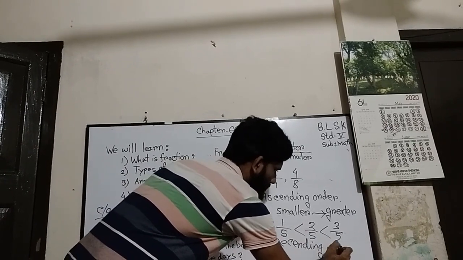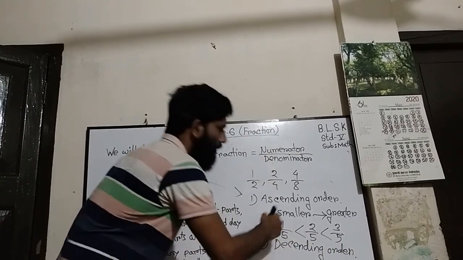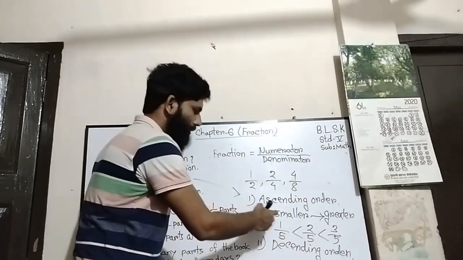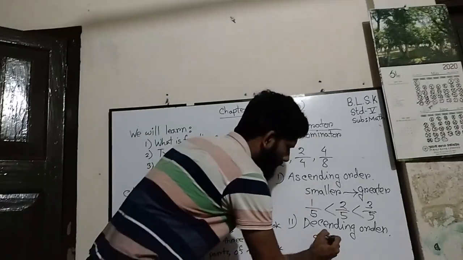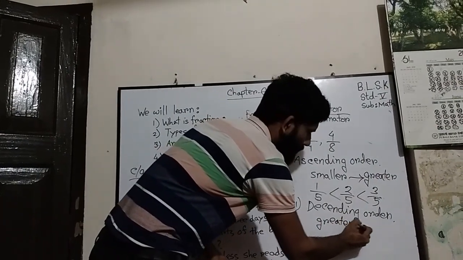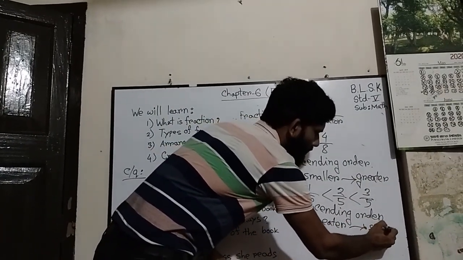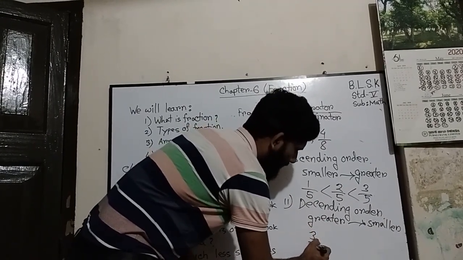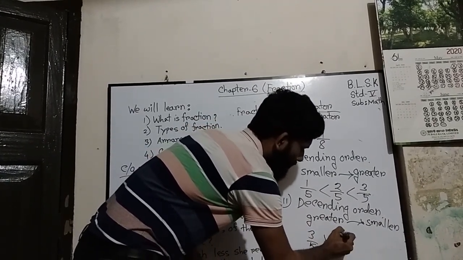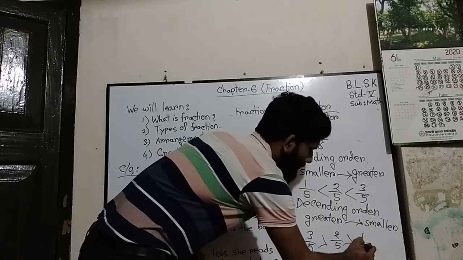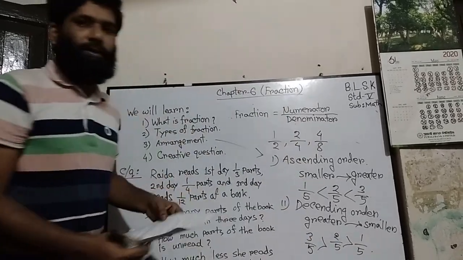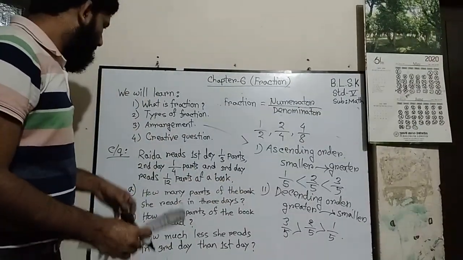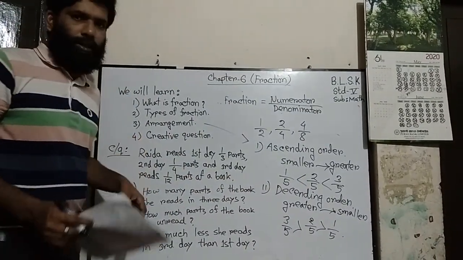Descending order means exactly the opposite of the ascending order. That means firstly greater to smaller. Okay, greater to smaller. So 3 by 5 first, then 2 by 5, then 1 by 5. So this is the arrangement of the fractions, ascending and descending. Okay, so at last I will discuss the creative question.